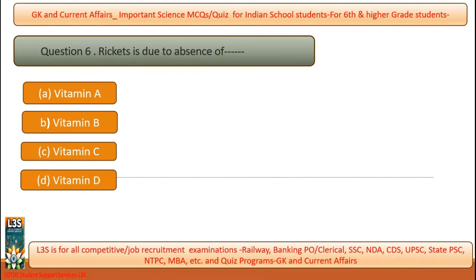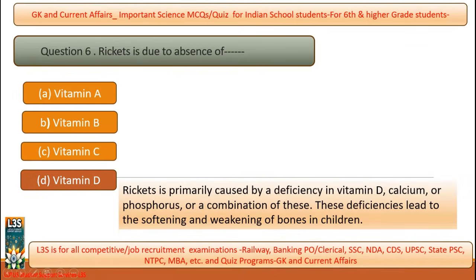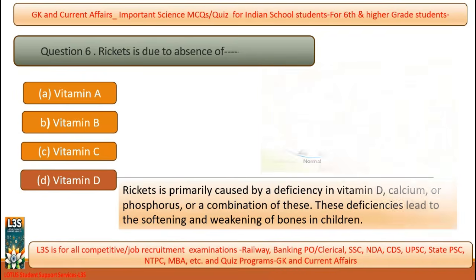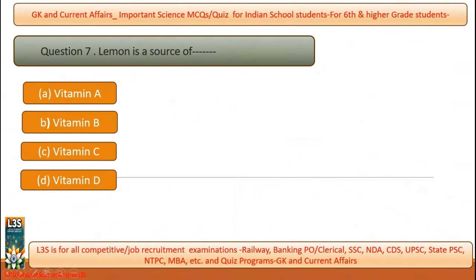Rickets is due to absence of which vitamin? Due to the vitamin D. Rickets is primarily caused by deficiency in vitamin D, calcium or phosphorus or a combination of all of these. These deficiencies lead to the softening and weakening of bones in children.